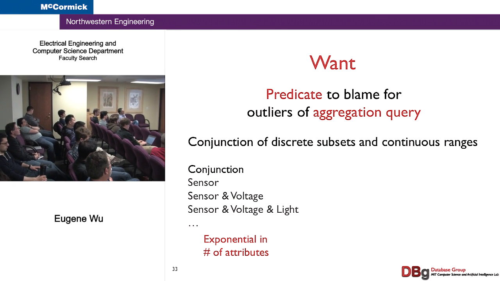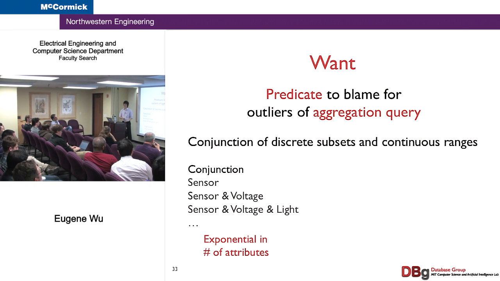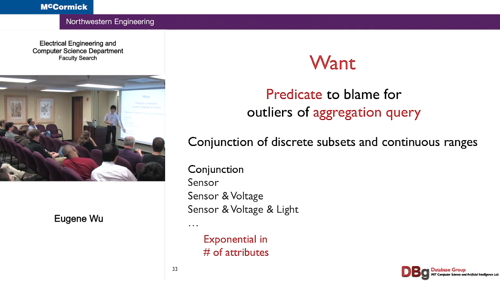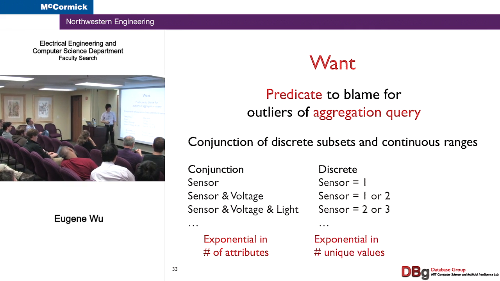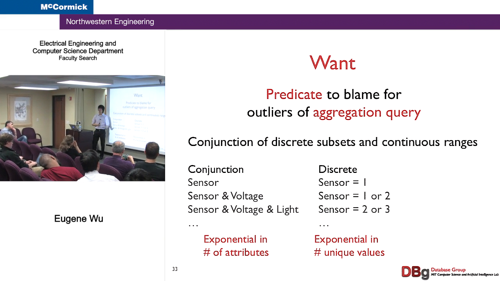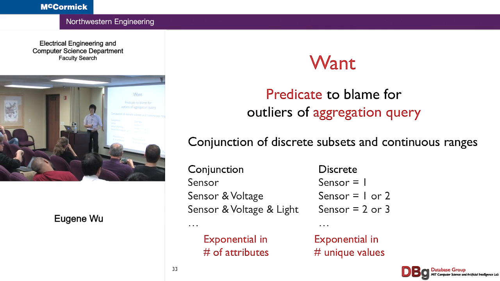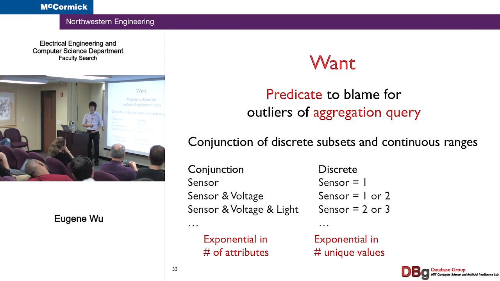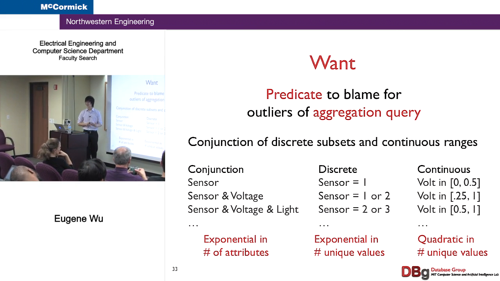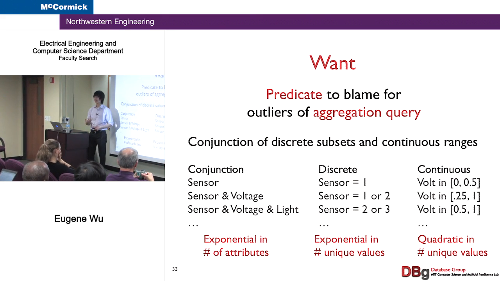Okay. And so one of the assumptions is, we can indeed capture this as a conjunctive predicate, right? And so the predicate space, as we know, is exponential in the dimensionality of the data, and it's also exponential in the cardinality of discrete attributes, right? If I have 50 sensors, there's 2 to the 50 possible clauses over that attribute. And finally, it's also quadratic in the number of unique values for the continuous attributes. And so all of these combined together make this a particularly nasty problem.